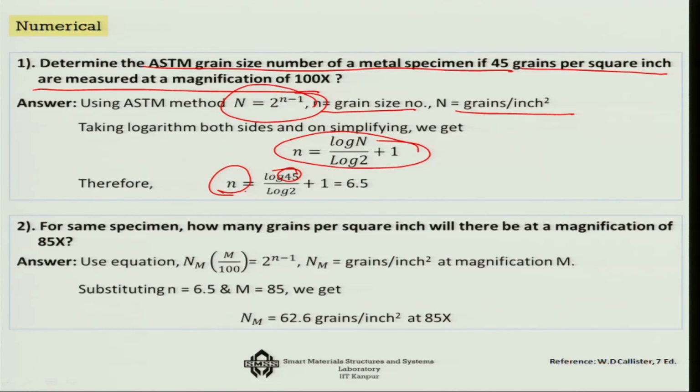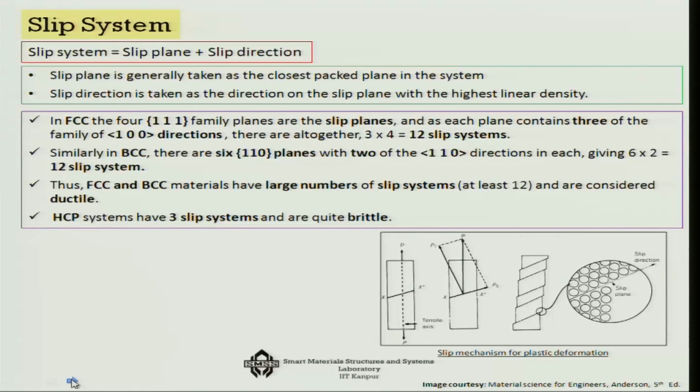Similarly, in yet another problem, suppose we use this equation where we have the percentage of grains and grains per square inch. The small n is something like 6.5 and the capital M is 85. If we carry out this exercise, we will see that N_M comes out to be something like 62.6 grains per square inch. As I told you, a finer grain structure, that is, more grains per square inch, is actually good for us if you cannot go for a single crystal structure. Hence, this determination is very useful for us.